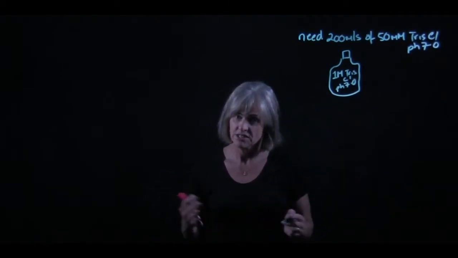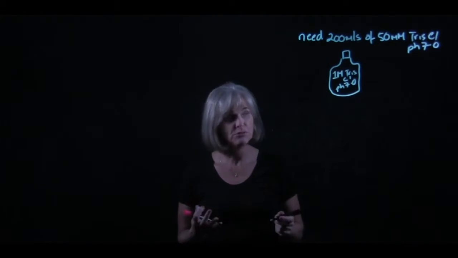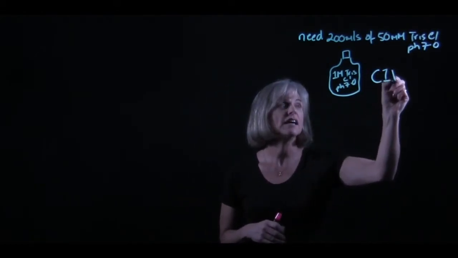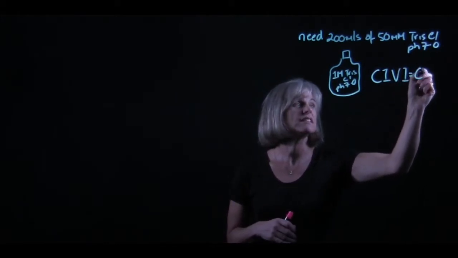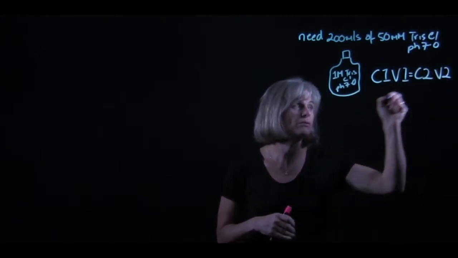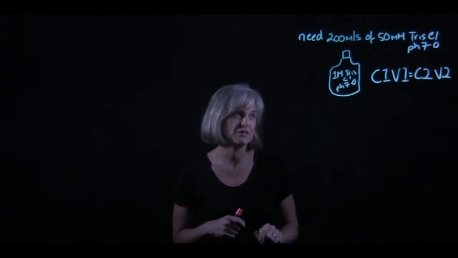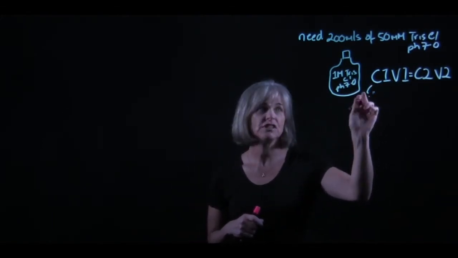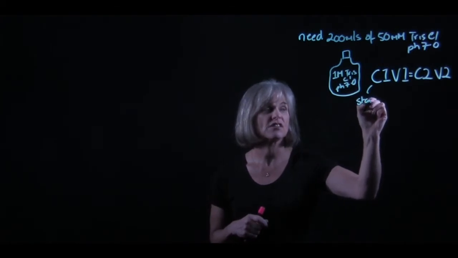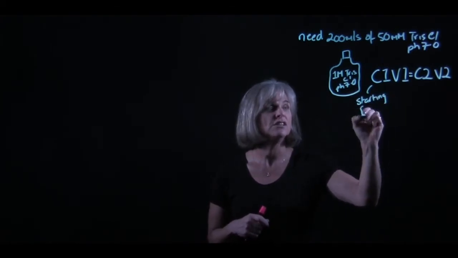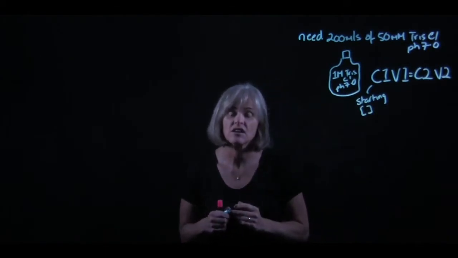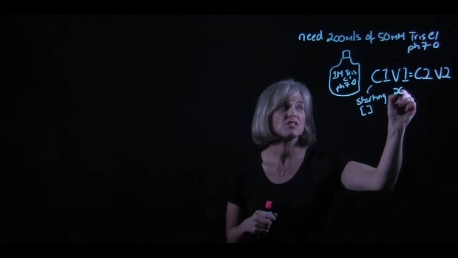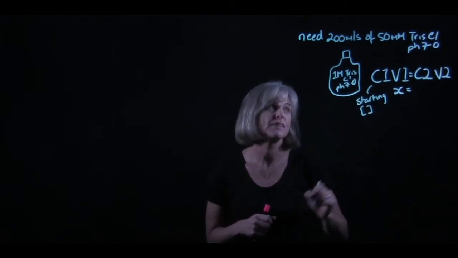So one strategy you can use is a formula that you may be familiar with, and the formula goes like this. It's C1 times V1 is equal to C2 times V2. And what do all these letters mean? C1 is always the starting concentration. That's the concentration of our stock. V1 is the amount of that stock that we're going to need in order to dilute it appropriately. So this is what we're solving for, our X.